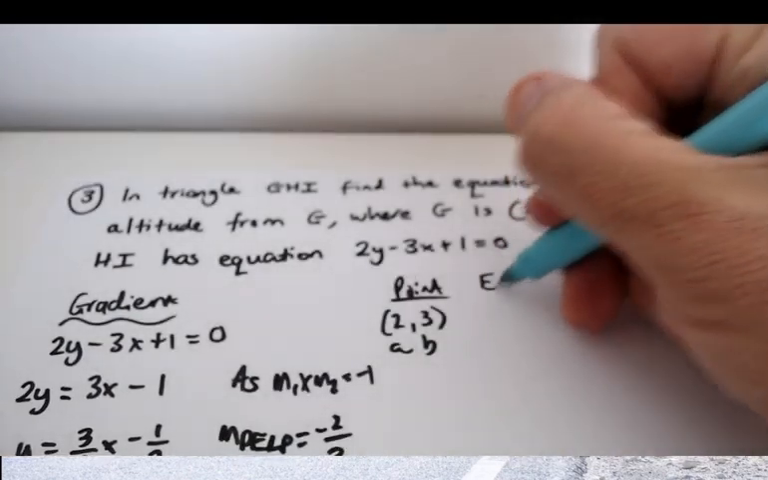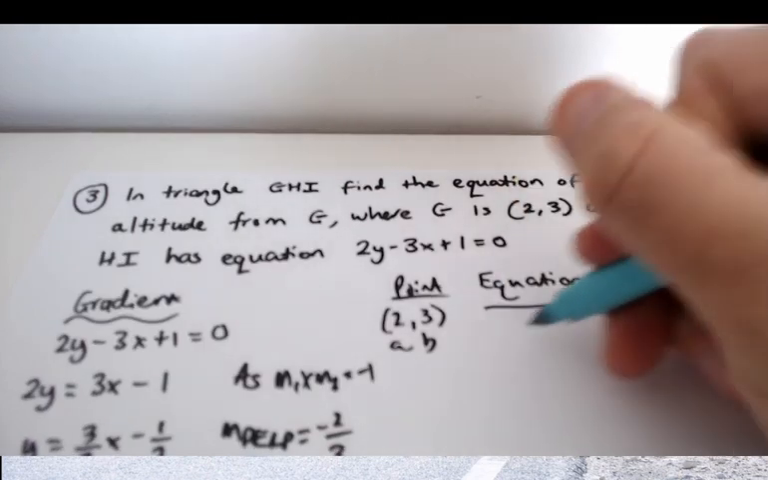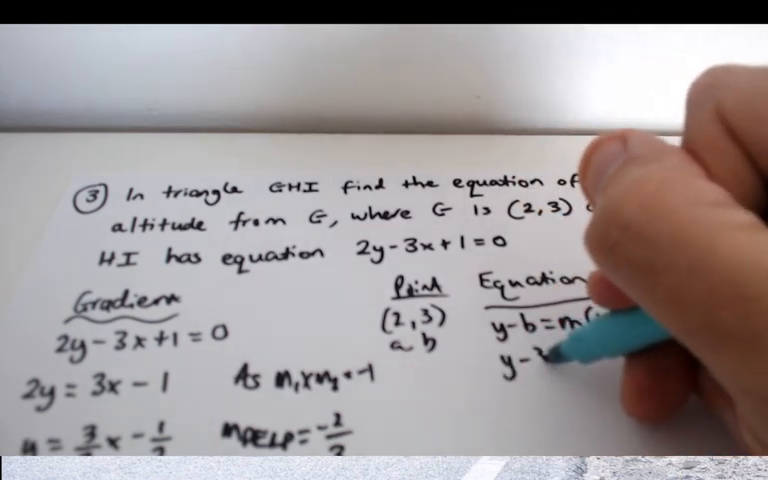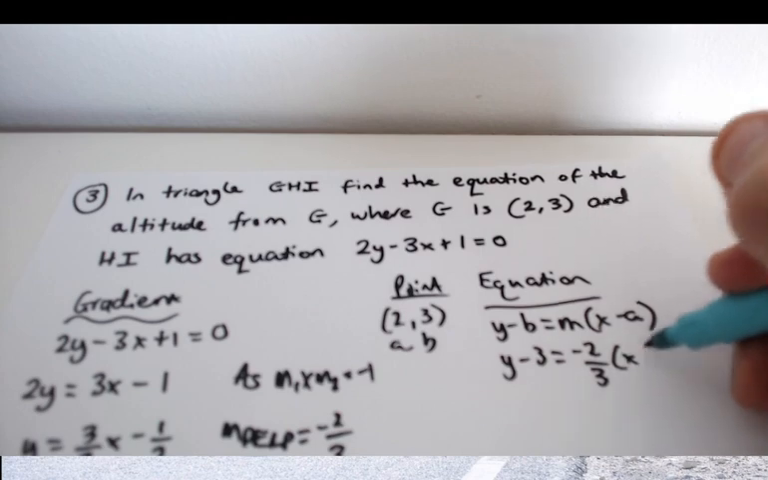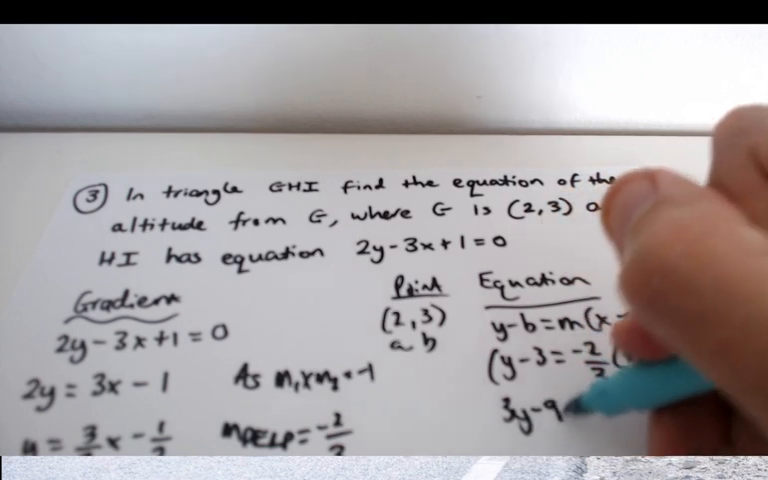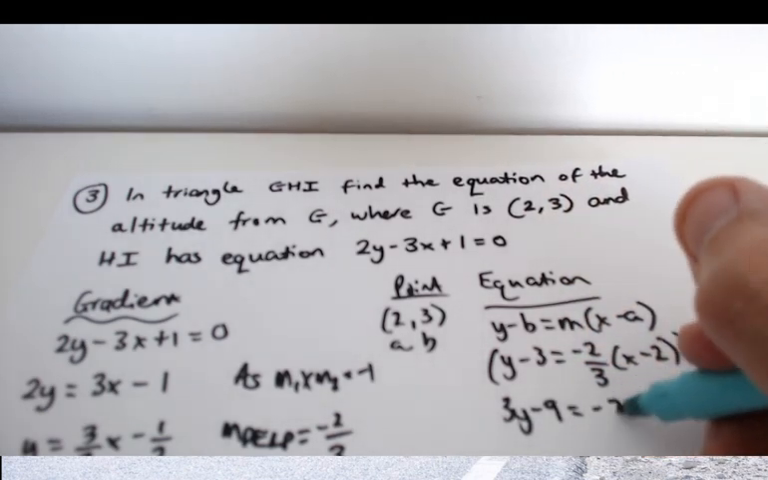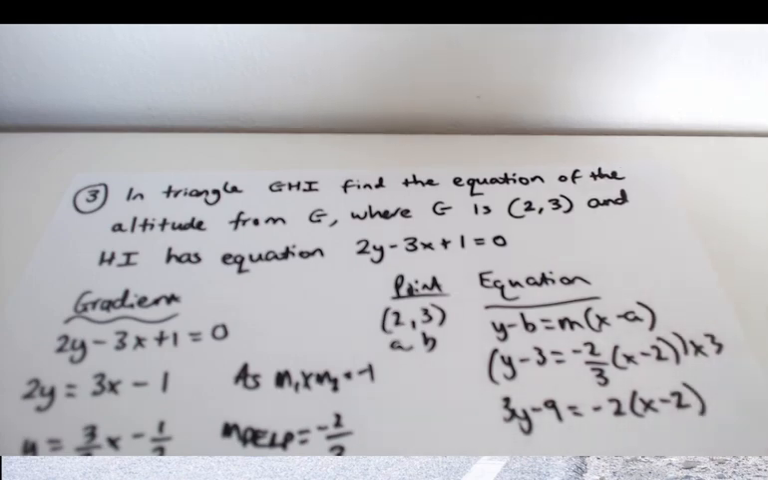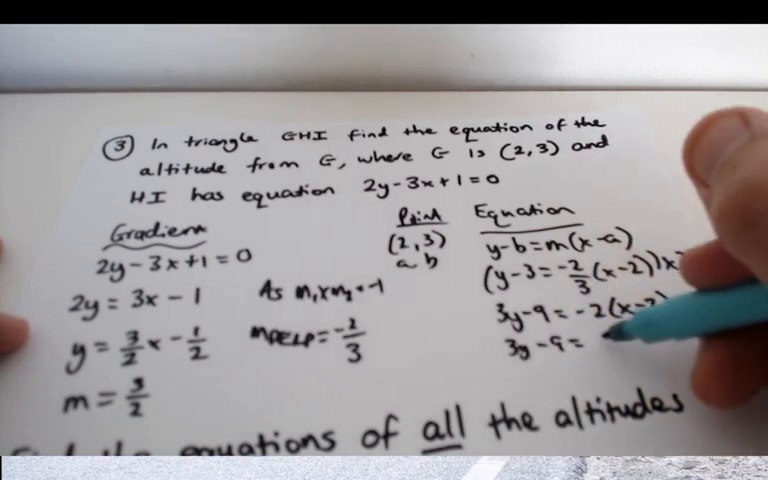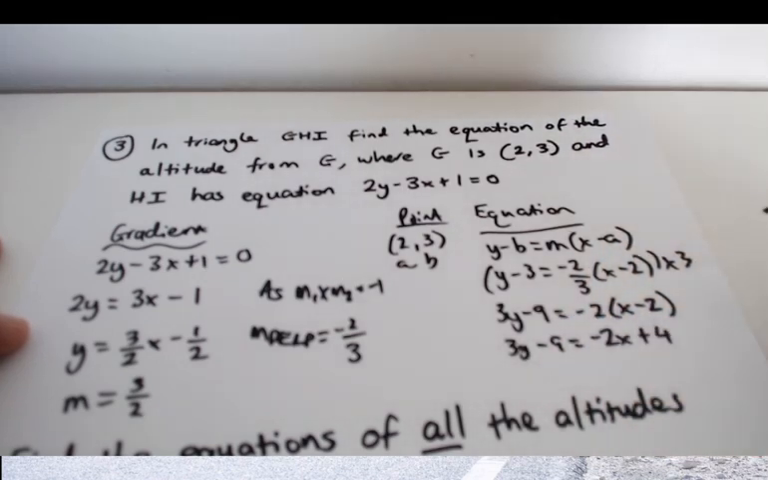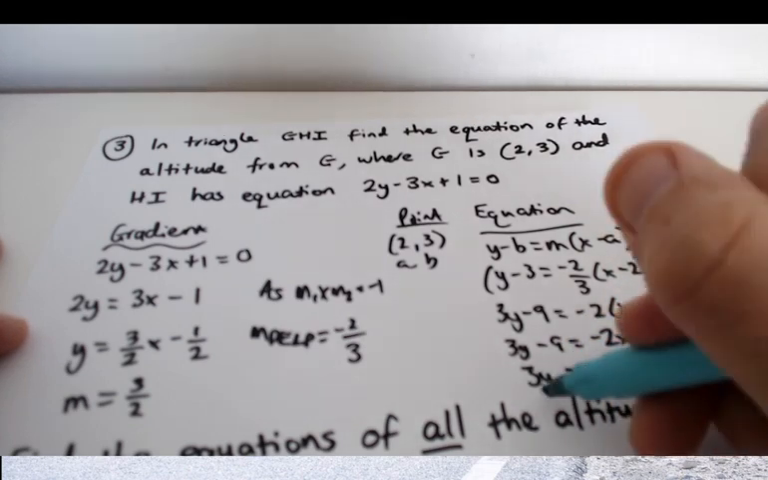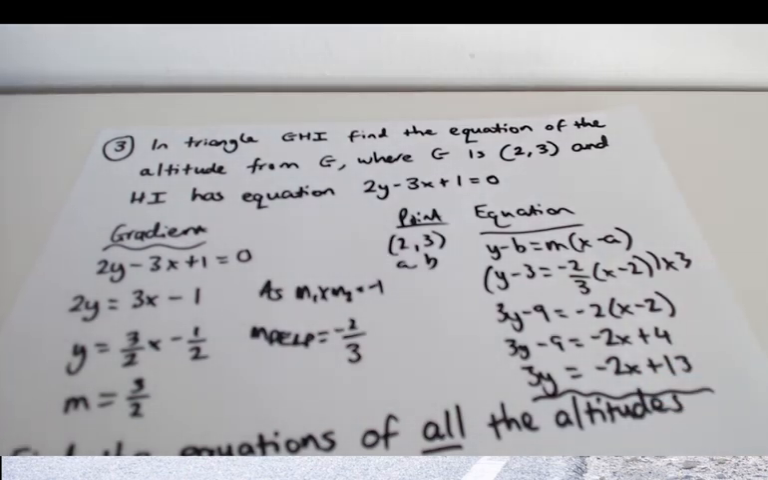And then equation. Fill in your information, so it's going to be y take away 3 equals minus 2/3 bracket x take away 2. Multiply by 3 to remove the fraction. 3y minus 9 will equal, right, the 3's will cancel, leaving the minus 2 on top. Like so. Multiply out my bracket. Minus 2x plus 4, again be careful. Add 9 to both sides. Final answer, 3y equals minus 2x add 13.